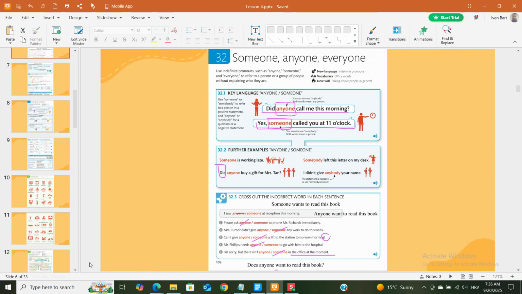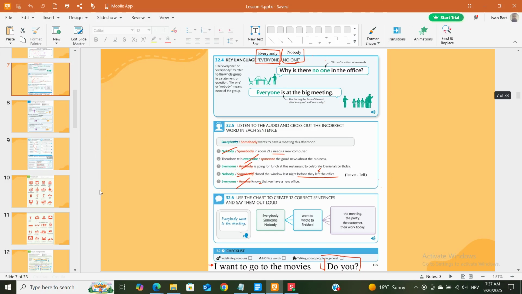32.3 Cross out the incorrect word in each sentence. Someone wants to read this book. I saw someone at reception this morning. Anyone want to read this book? Please ask someone to phone Mr. Richards immediately. Ms. Turner didn't give someone any work to do this week. Can I give someone a lift to the station tomorrow morning? Mr. Phillips needs someone to go with him to the hospital. I'm sorry, but there isn't someone in the office at the moment. Does anyone want to read this book?